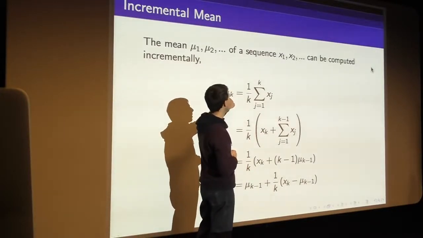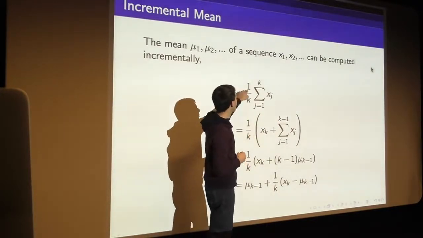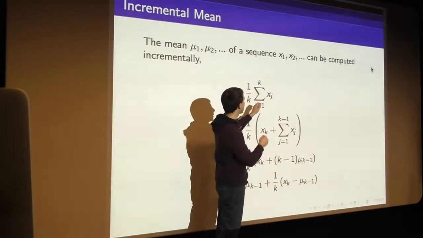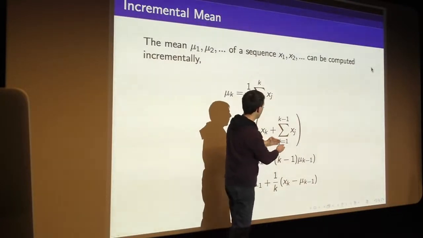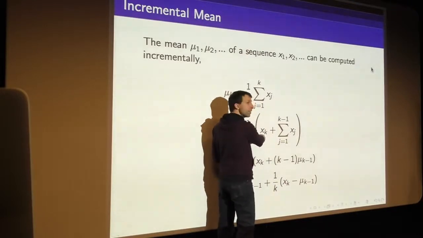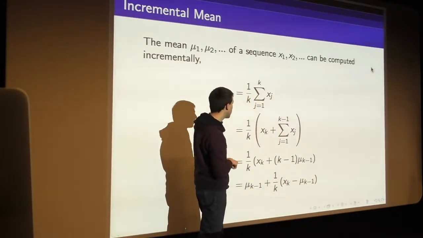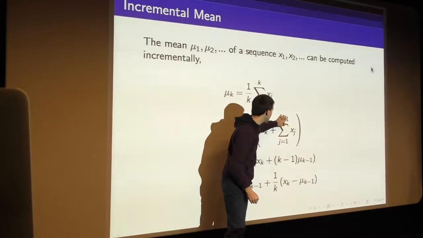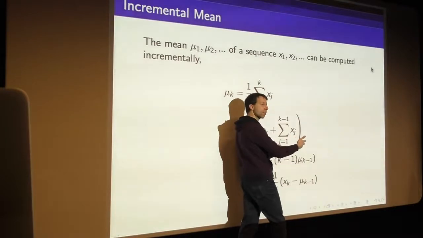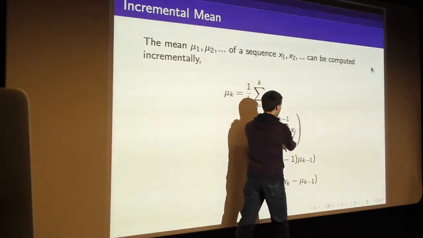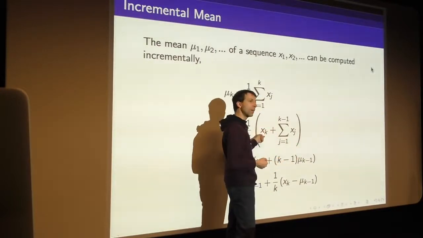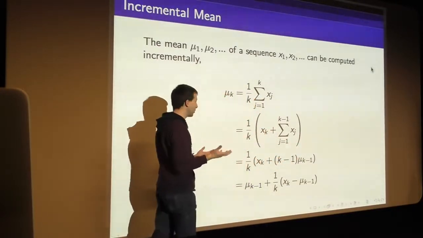And so very briefly, if the mean of k elements is just 1 over k of the sum of those elements, what we can do is split this sum out into a sum up to k minus 1, so the previous k minus 1 elements, plus the kth element. And then we can observe that this sum here is k minus 1 times the mean up to k minus 1. So you can take your previous mean, multiply it by k minus 1, and then add on your new element, and divide by k again. That gives you your new mean.